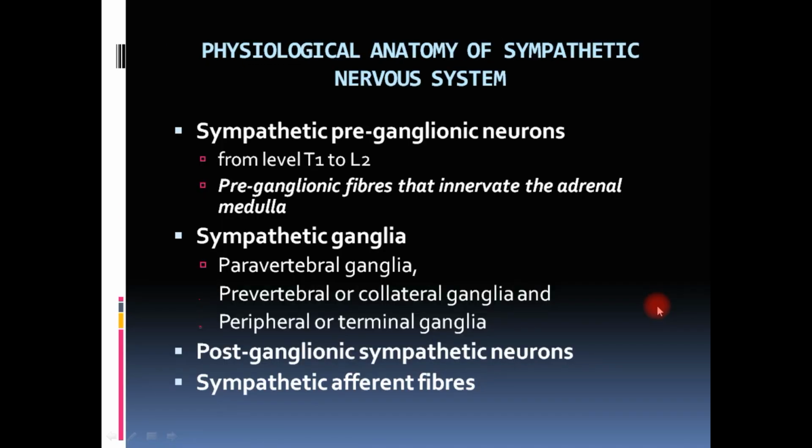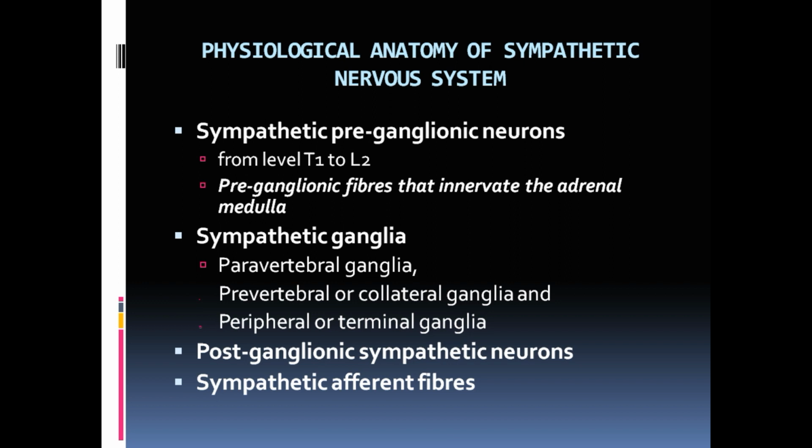Let us study the physiological anatomy of sympathetic nervous system in details. Sympathetic nervous system can be studied under following headings: the sympathetic preganglionic neurons, sympathetic ganglia, sympathetic postganglionic neurons, and the sympathetic afferent fibers. Let us see first of all the sympathetic preganglionic neurons. As we have already studied what is preganglionic neurons, it is the neurons which are arising from the spinal cord and then going to the sympathetic ganglion.